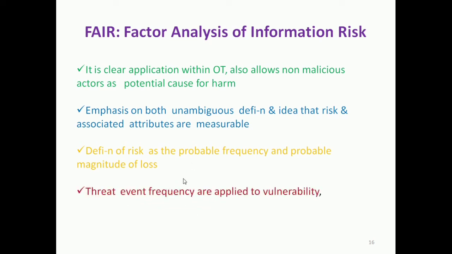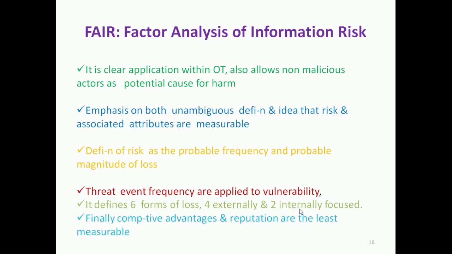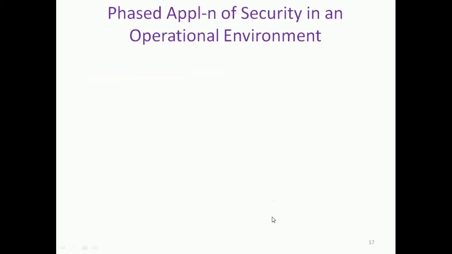So threat event frequency is applied to vulnerability. There are six defined forms of loss, which are narrated here, which may be originated four externally and two internally focused. Coming to the final point, competitive advantage and reputation are the least measurable aspects here in the FAIR protocol.